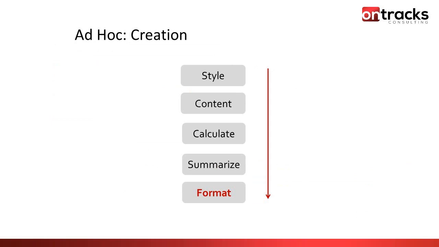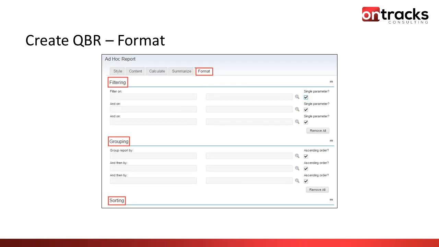Now we're going to be talking about format. So the formatting tab is where we decide what we're going to be filtering. For those of you that are familiar with running reports in Maximo, typically when you run a report, you're going to get a little pop-up box that says, hey, please select these values. Say, select your site, select a status. Those are filters that have been pre-set up in your report. And the way those are set up is in your filtering section here.